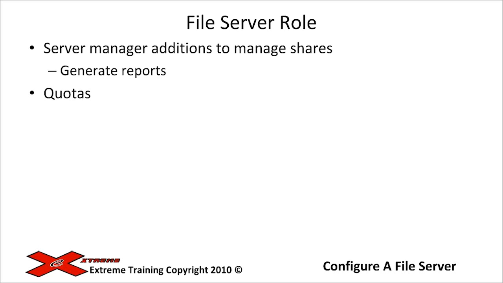Quotas are part of the File Server role. I won't talk too much about them now, as I will go into more detail about them in a later video. The File Server role also includes a feature called File Screening. File screening allows you to block certain files from being copied onto your file shares. For example, you could block users from saving MP3 files to the file server.